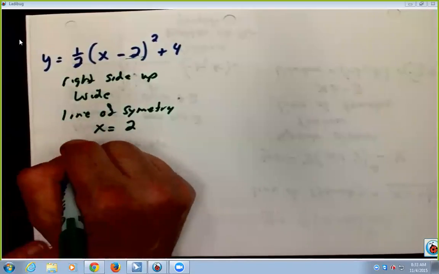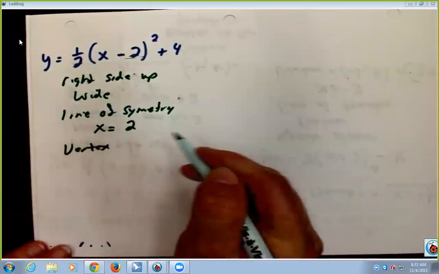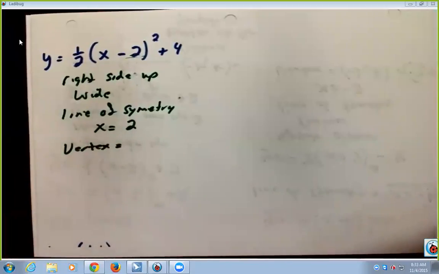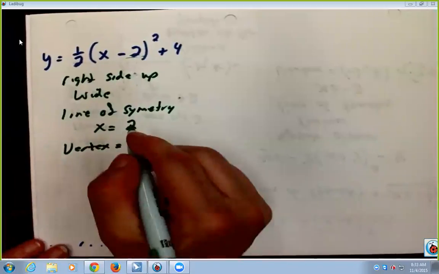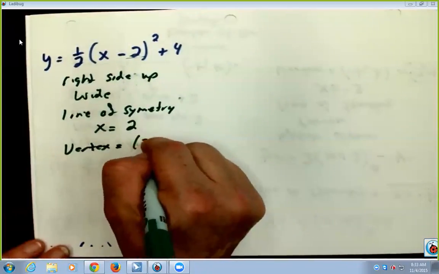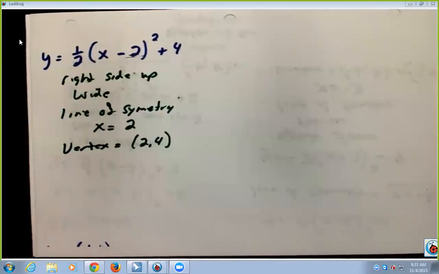And then its vertex. What's its vertex going to be? So its vertex is going to be (2, 4). So we know that piece of information about it.